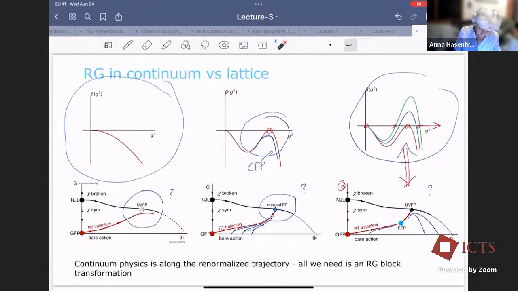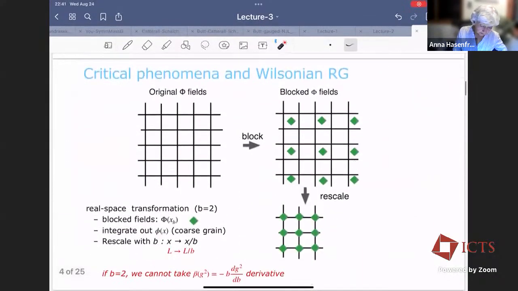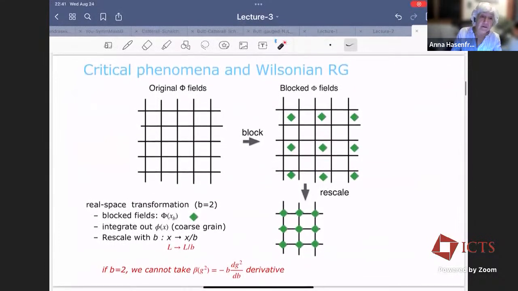All we need for that is an RG block transformation that we can do, and measure the trajectory or the properties of the RG flow. So that is where we connect to what we did last time: critical phenomena and Wilsonian RG. We want to do a Wilsonian RG and calculate the RG behavior of the system.